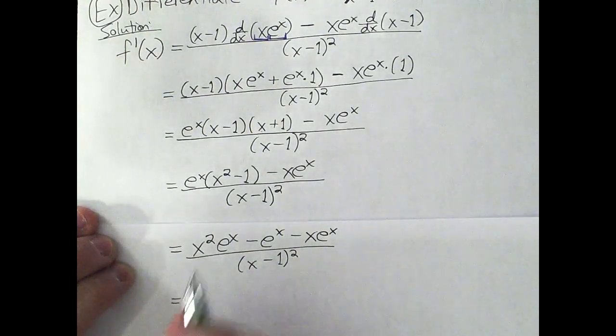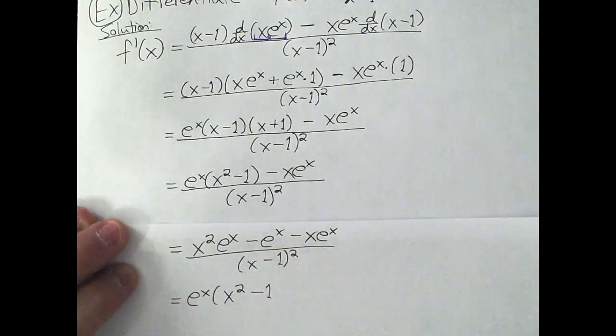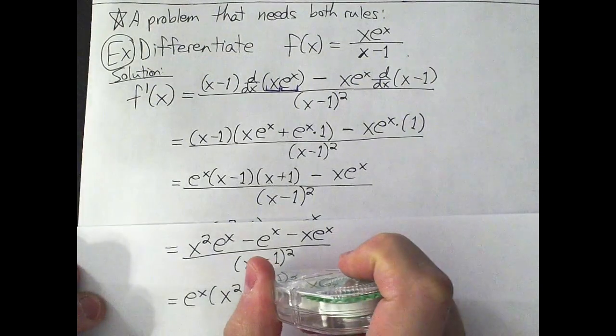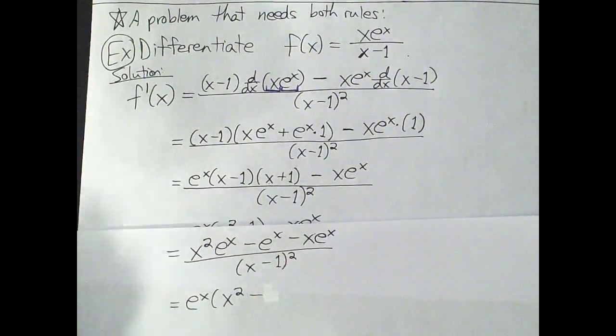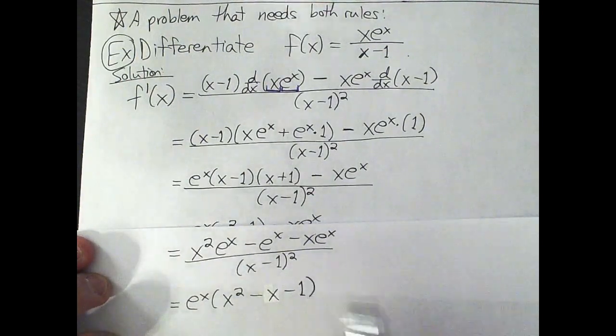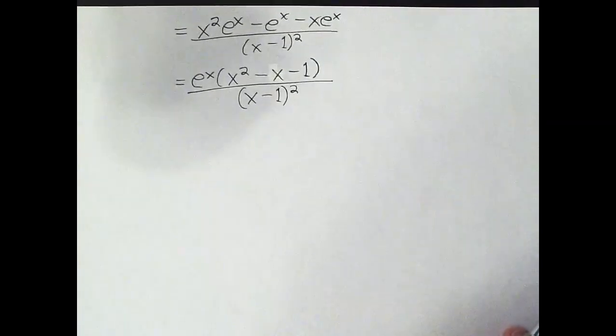What if I factored out e to the x now? What if I had e to the x times x squared minus 1? Or, you know what, it's going to be minus 1 and minus x. With polynomials, if we're going to have a minus 1 minus x, we kind of prefer to write the x first, don't we? Let's write it like that. So this is where we're at right now. I'm going to move the page up. This is where we're at.